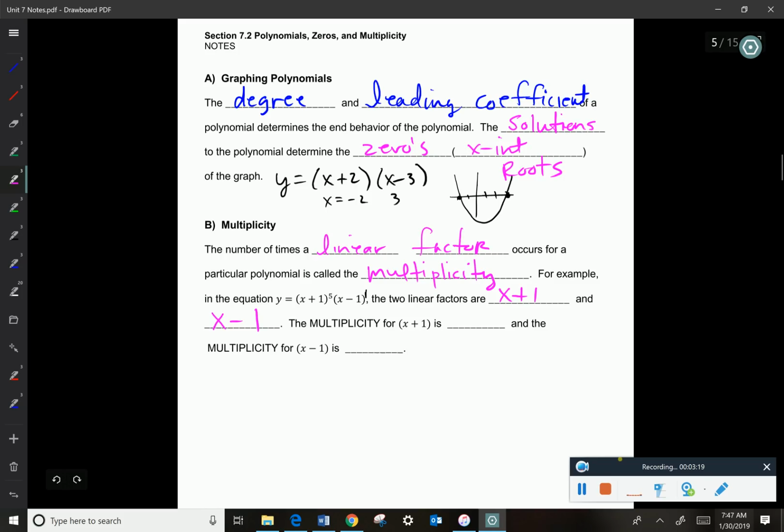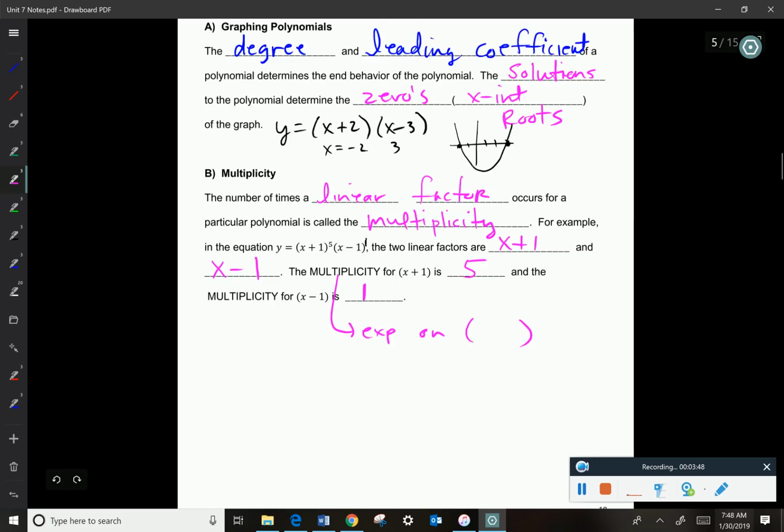And the multiplicity for the x + 1 is 5, because do you see that 5 is the exponent? That means you have (x + 1) times (x + 1) times (x + 1), 5 times, right? And the multiplicity for x - 1 is just 1 because there's only one of those. So the multiplicity is the number of times a particular parenthesis occurs, or in other words, it's the exponent on the parenthesis. I don't know if that's helpful. It's the exponent on the parenthesis.